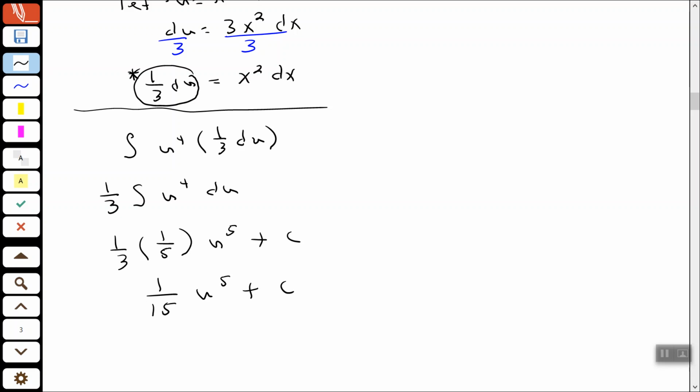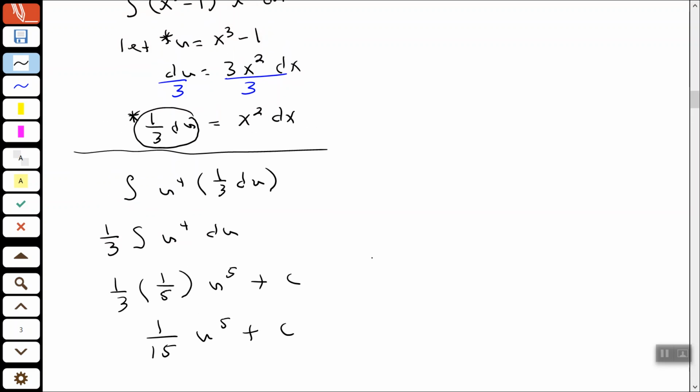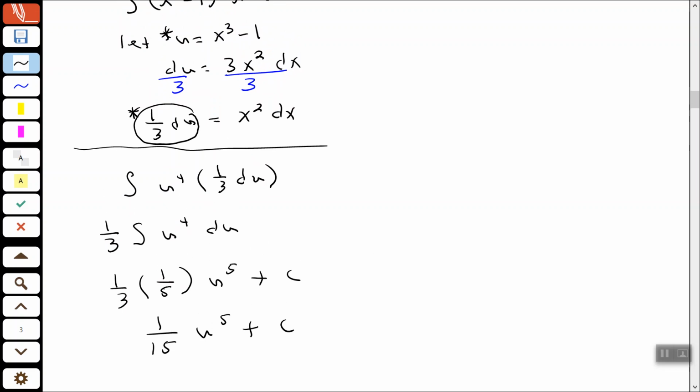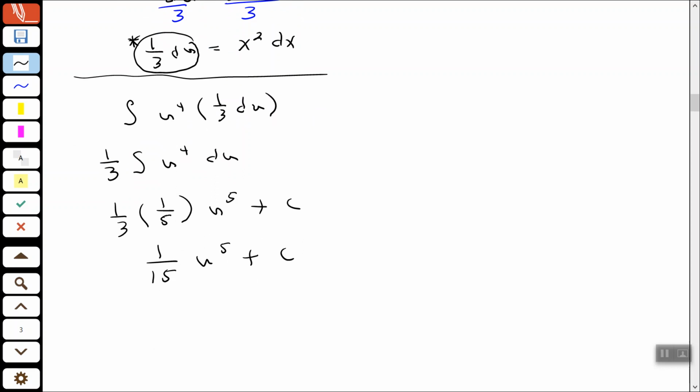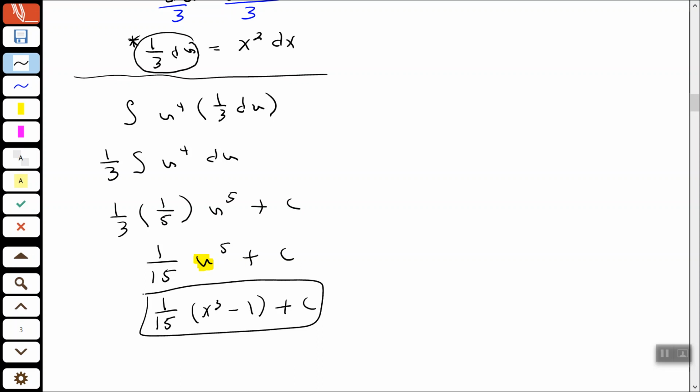And remember, our goal is to have this in terms of x. And if you look back up top, we let u equal x to the third minus 1. So our final step would be to replace u and write this back in terms of x, the x to the third minus 1. So 1/15 times x to the third minus 1 raised to the fifth power plus c.